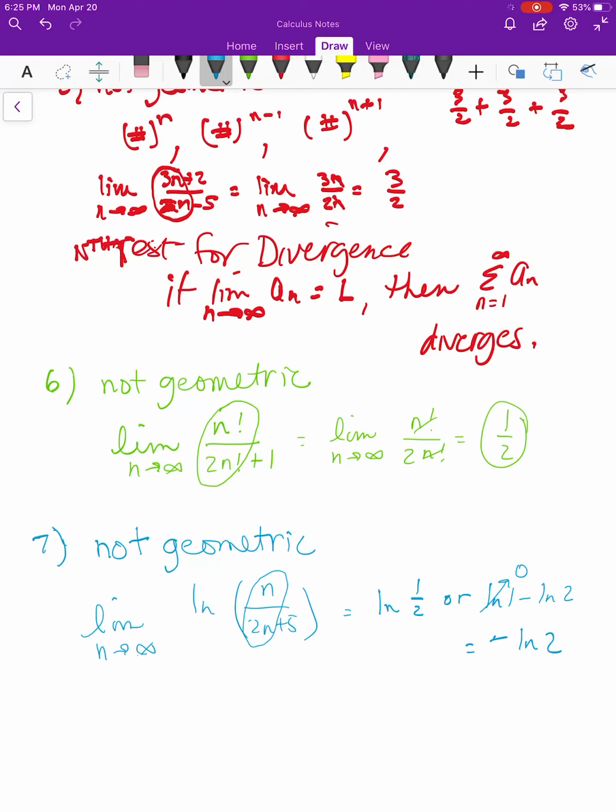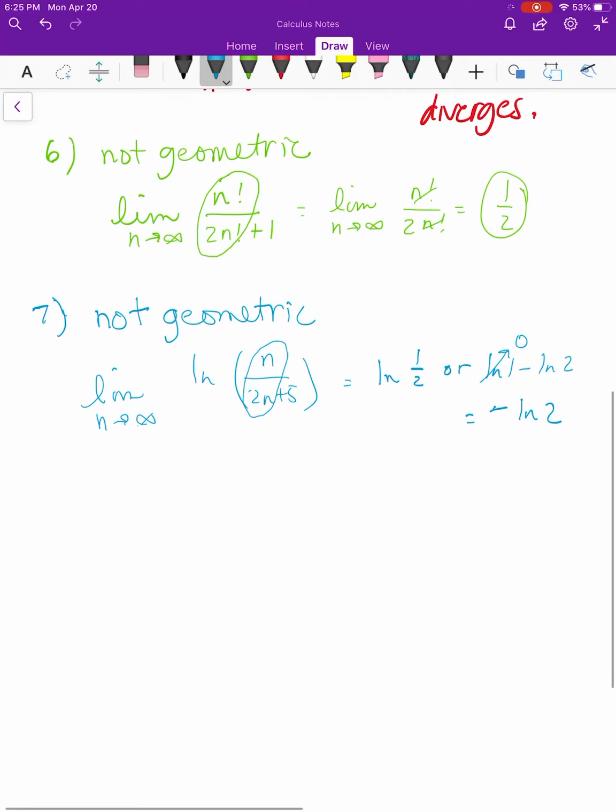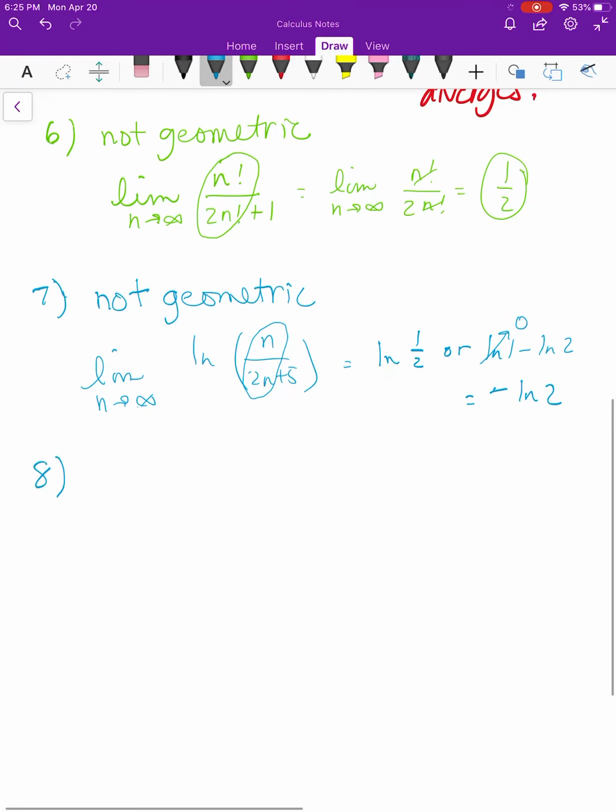Again, this is going to be so strong, those n's are going to cancel, and you'll get 1/2 here, and so it ends up being ln of 1/2. Or, remember, ln1 minus ln2, ln1 goes to 0, so this is negative ln2. And since this is an actual value, then by the nth term test, it diverges.